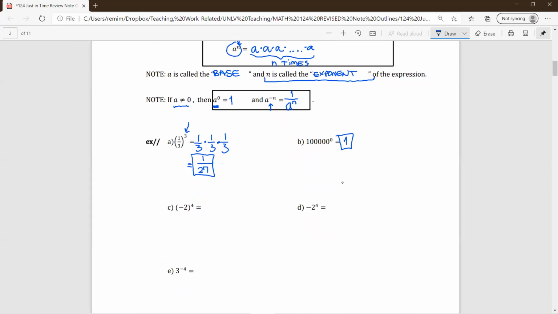Part C, we have negative 2 to the 4th power. I just want you to look ahead at part C and part D. There's a slight difference between the two. What's the difference? In part C, the negative 2 has parentheses around it, and in part D, we don't have parentheses, and parentheses make a huge difference. Parentheses matter.